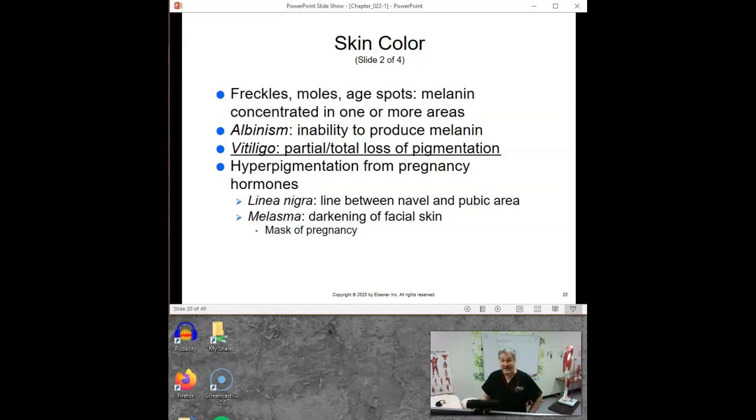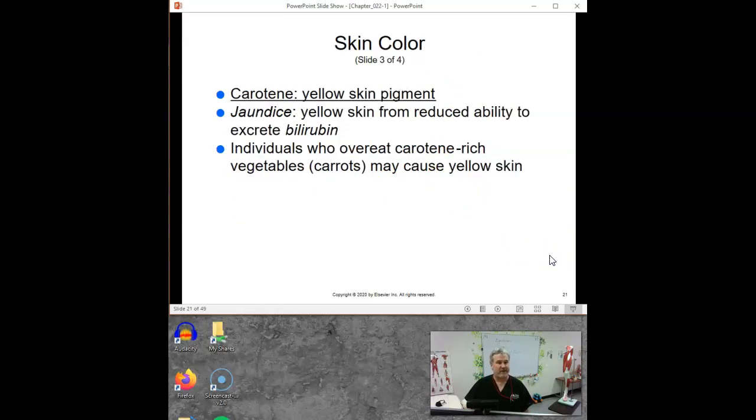Vitiligo is nothing to worry about either. It is a partial loss of pigmentation and people tend to look very patchy when they have it. It looks unusual, but it's not a concern in the slightest. You will also sometimes see hyperpigmentation. They're saying here from pregnancy, and you'll often see it in a pregnant client's belly, actually. Right down here is a fascial band, and it will sometimes get darker. It gets hyperpigmentation during pregnancy. Again, not a big deal to worry about at all.